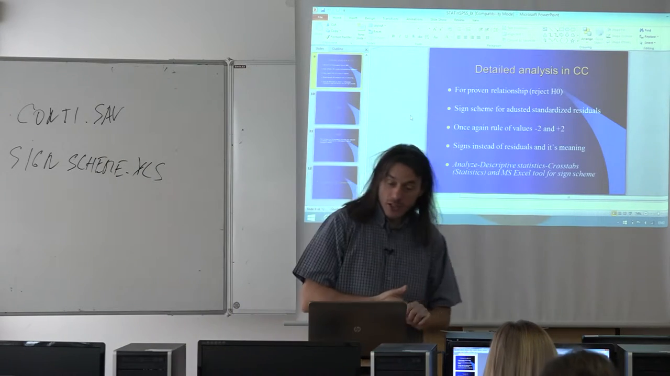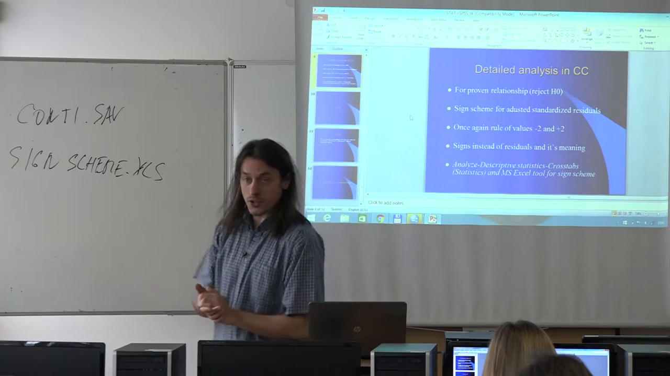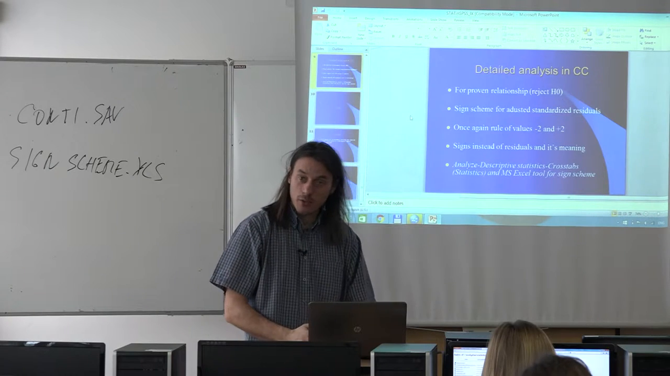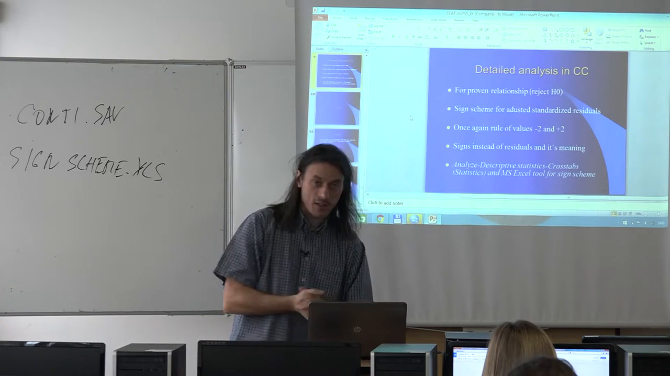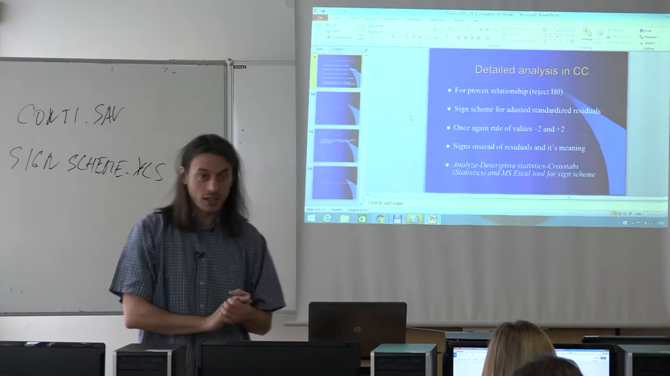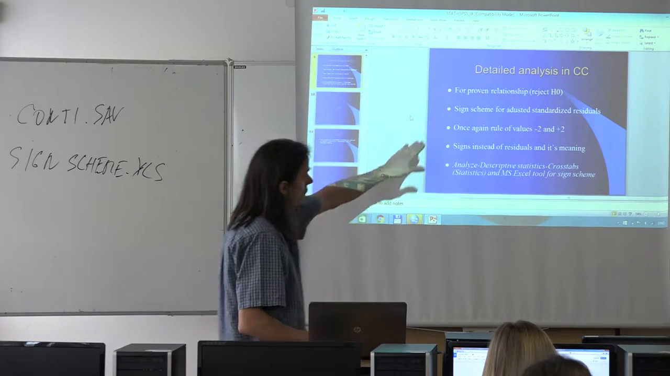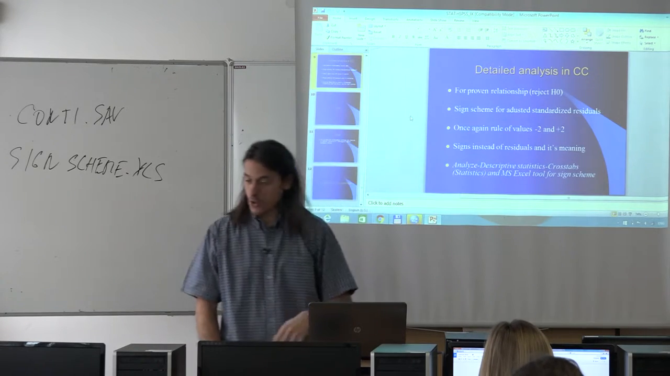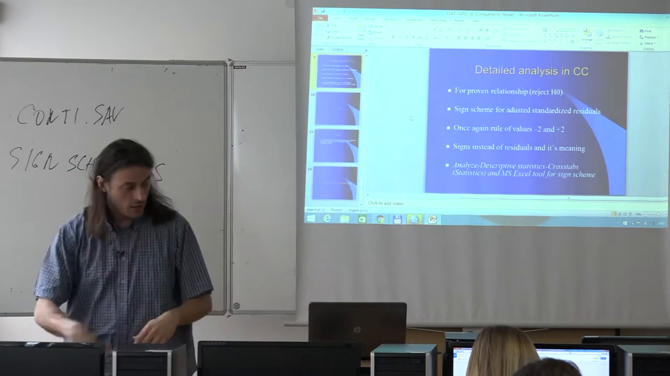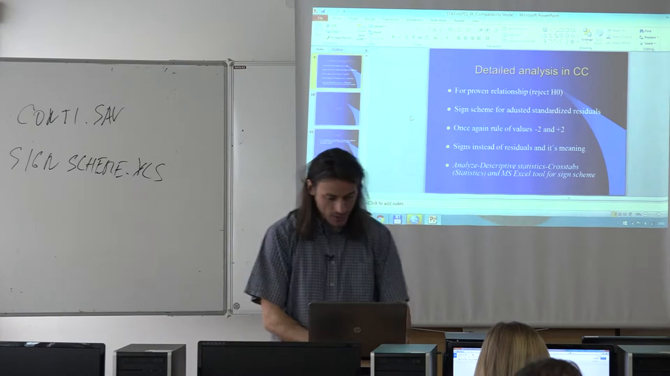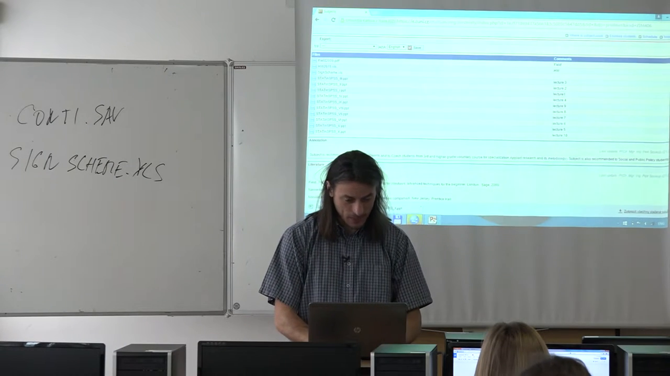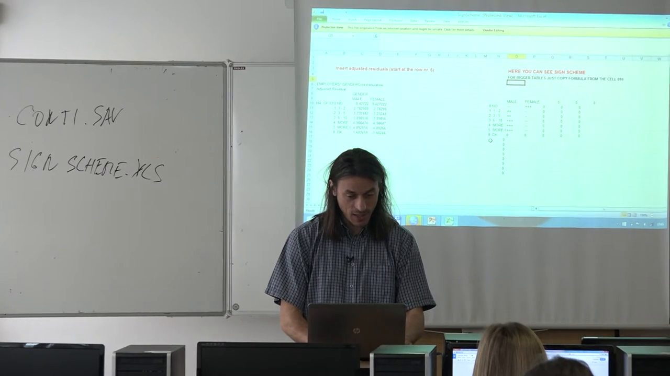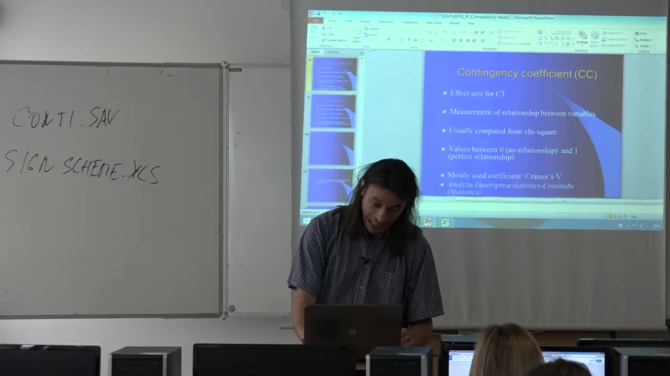And there is a very easy tool how to answer these questions. This is not described in the Field textbook, so please take it as a bonus to this text. We call this approach the sign scheme generally. So that's why the file which is present for your purpose is also called sign scheme. And the logic of this sign scheme is very easy, I guess.